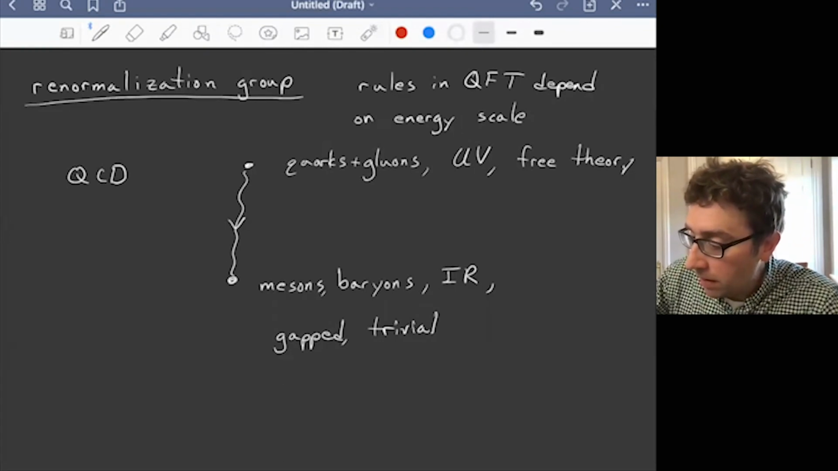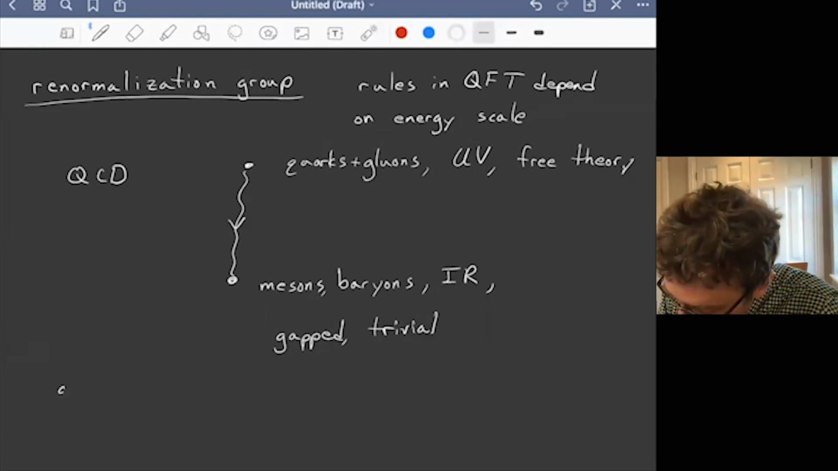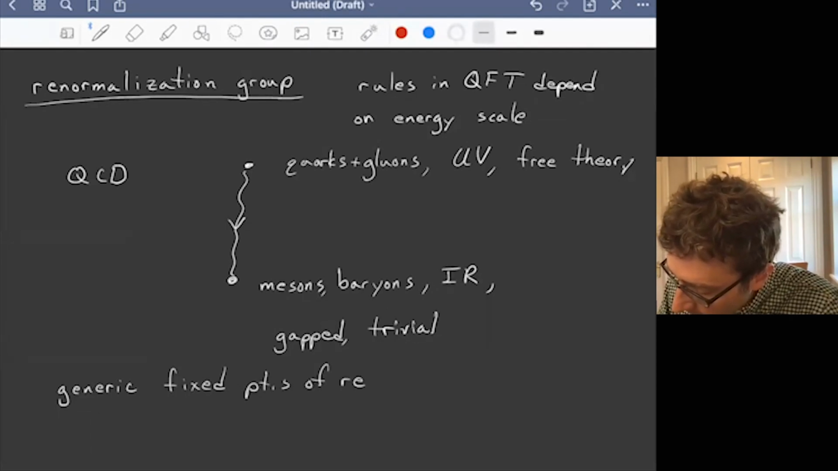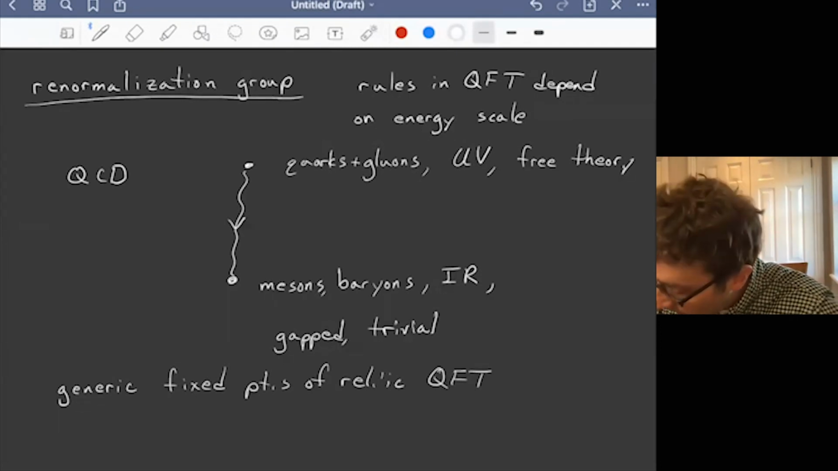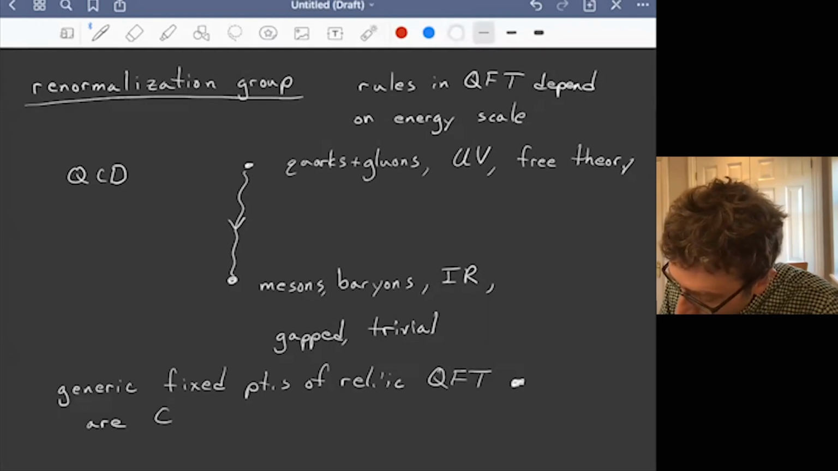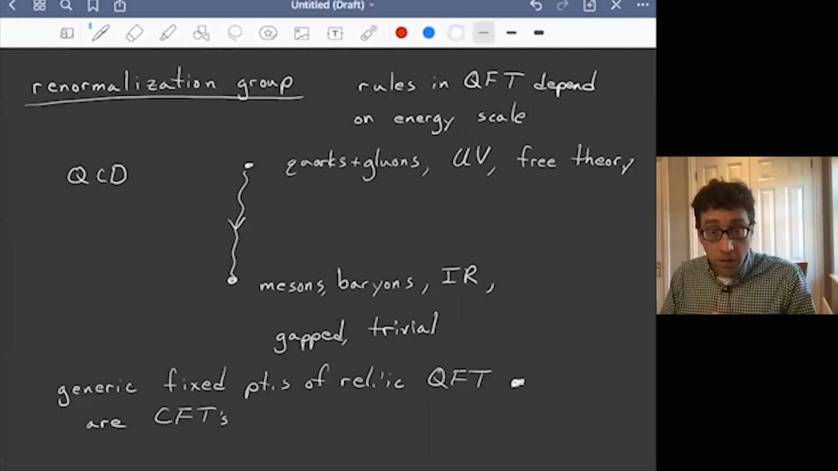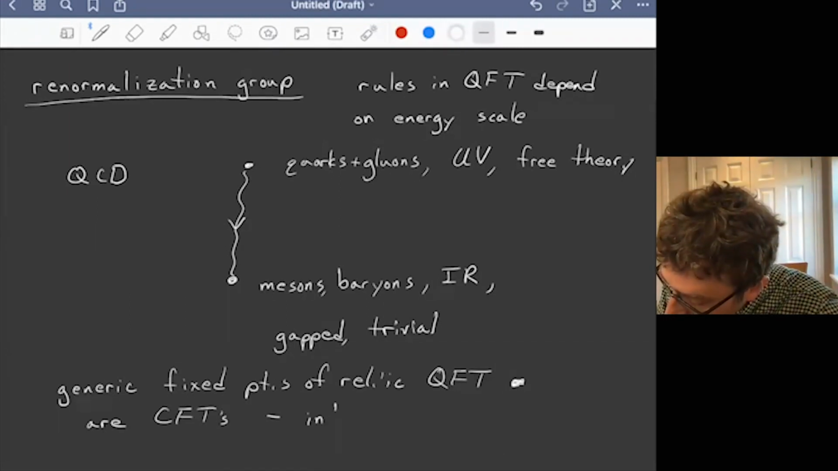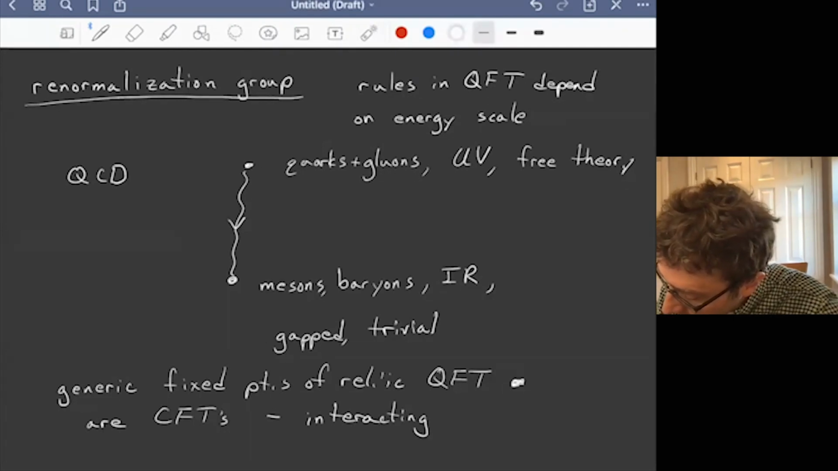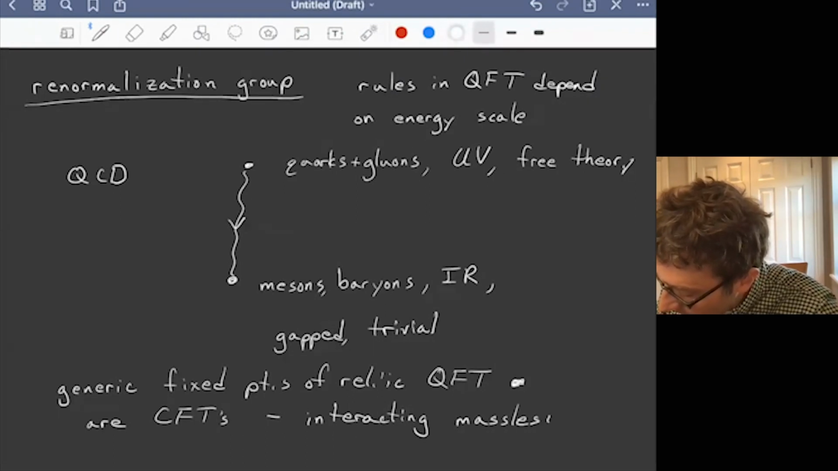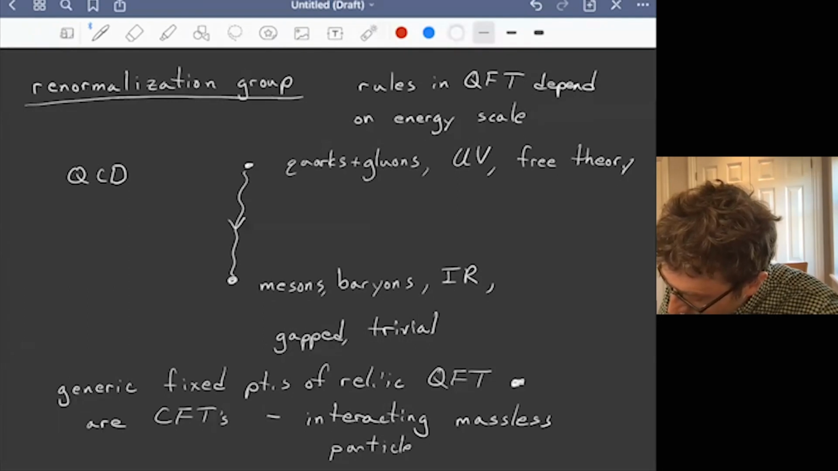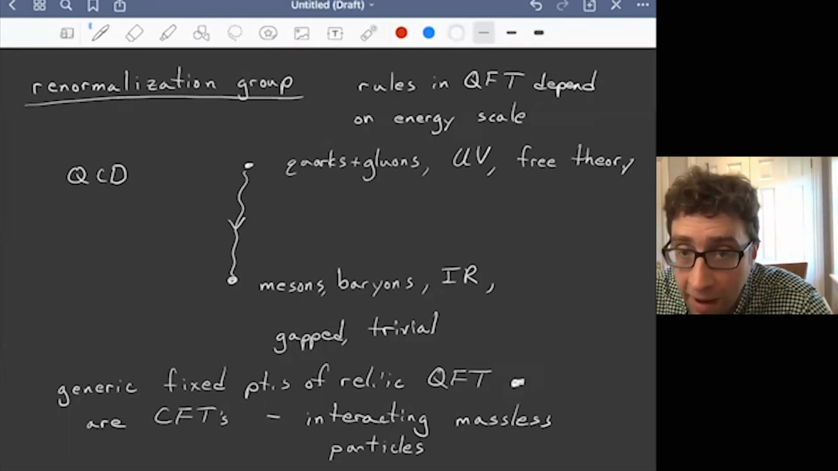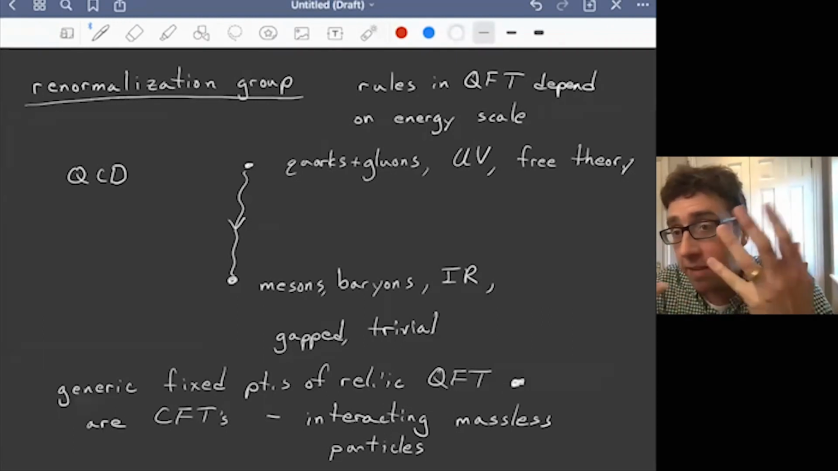And that's a statement that we believe is more generally true, that the generic fixed points of relativistic QFT are conformal field theories. In this case, free and trivial, but generically, we also expect that if there are massless particles lying around, they could be interacting as well. So the generic fixed points of a QFT, we believe, are conformal field theories, and they don't have to be just free or trivial. They could also involve interacting massless particles, and that's the subject of these lectures.